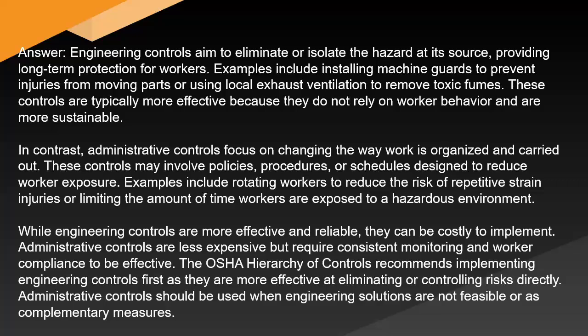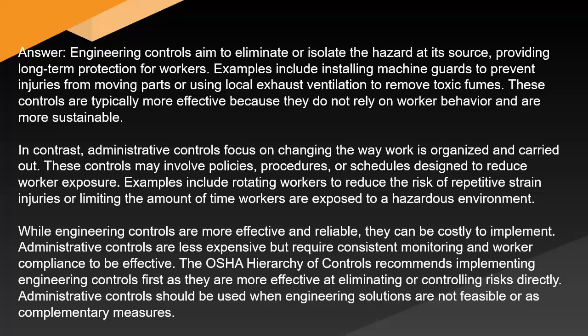In contrast, administrative controls focus on changing the way work is organized and carried out. These controls may involve policies, procedures, or schedules designed to reduce worker exposure. Examples include rotating workers to reduce the risk of repetitive strain injuries or limiting the amount of time workers are exposed to a hazardous environment.